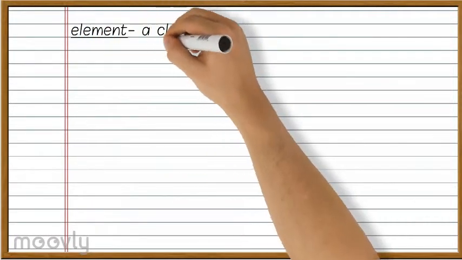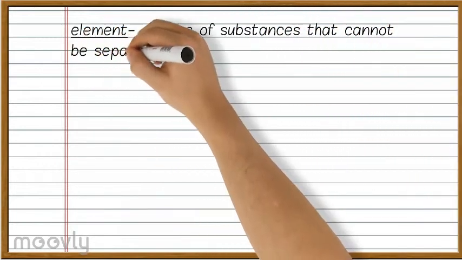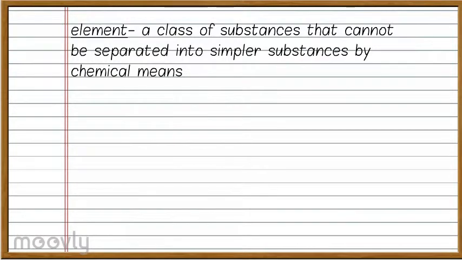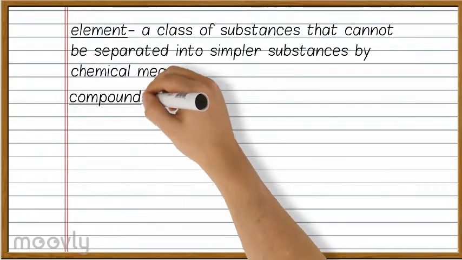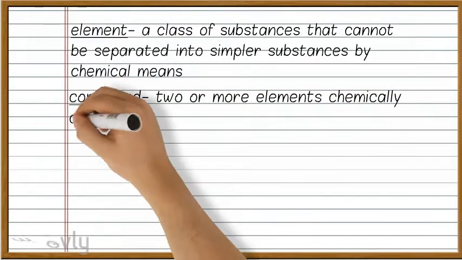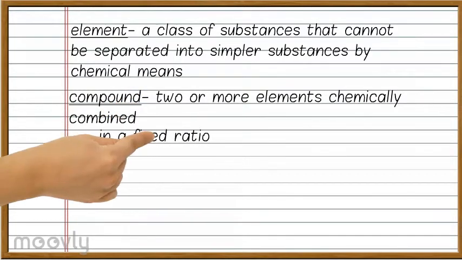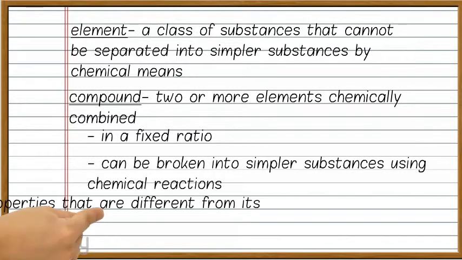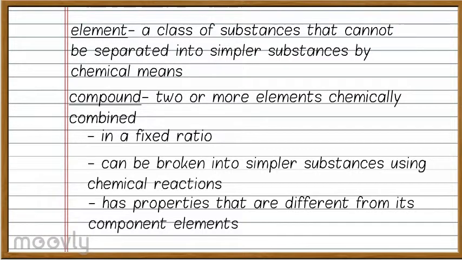An element is a class of substances that cannot be separated into simpler substances by chemical means. The next definition is a compound. This is two or more elements chemically combined. They are in a fixed ratio, can be broken down into simpler substances using chemical reactions, and have properties that are different from its component elements.